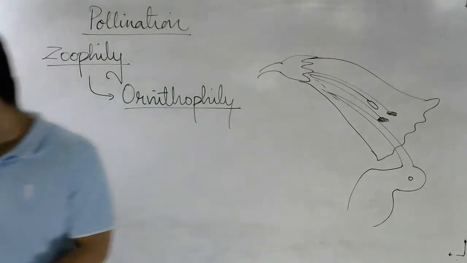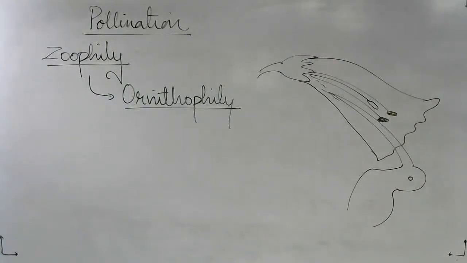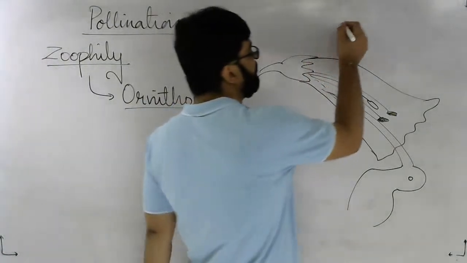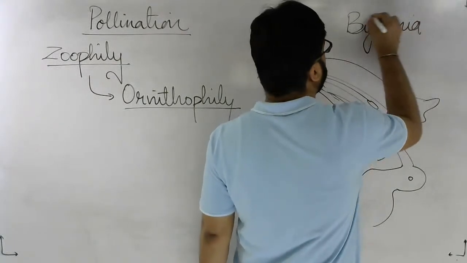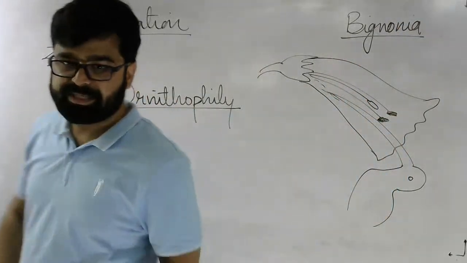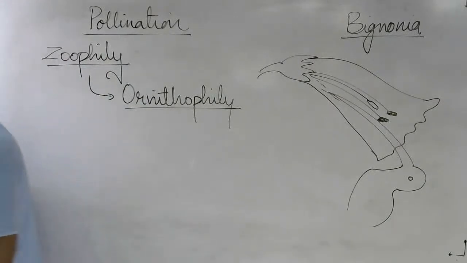All right. So examples of common bird pollinated plants are coral tree, bottle brush, agave, and bignonia. Bignonia is another important example which is pollinated with the help of birds, right? Yes, bombax is also there. Okay, so that was about the bird pollinated flowers.